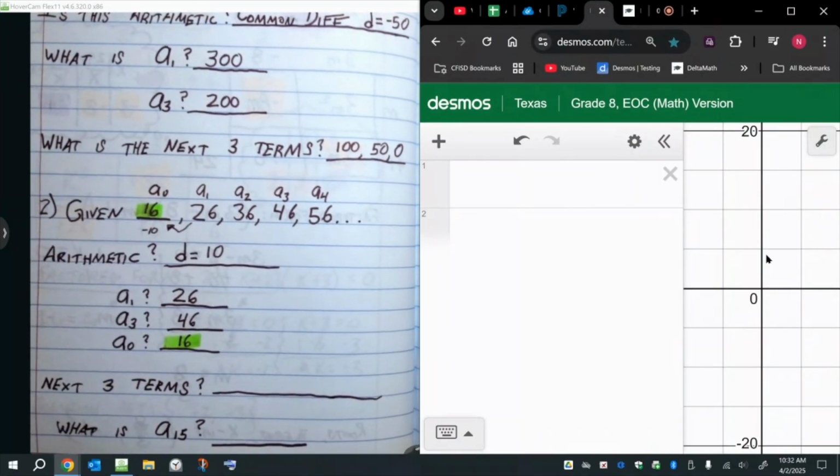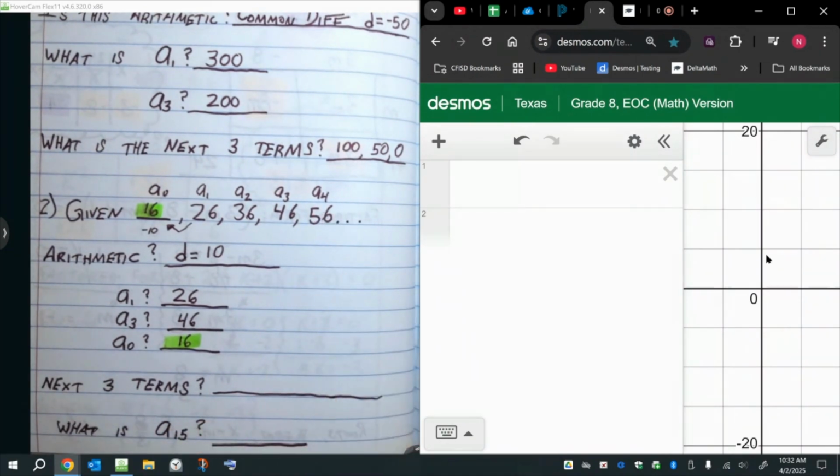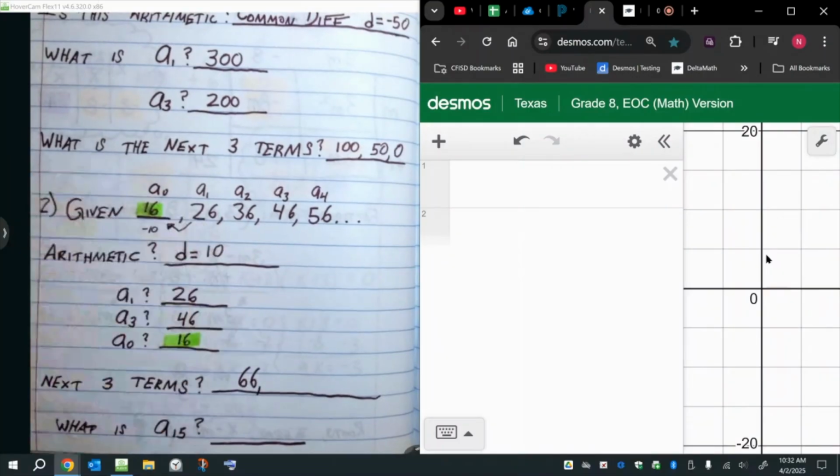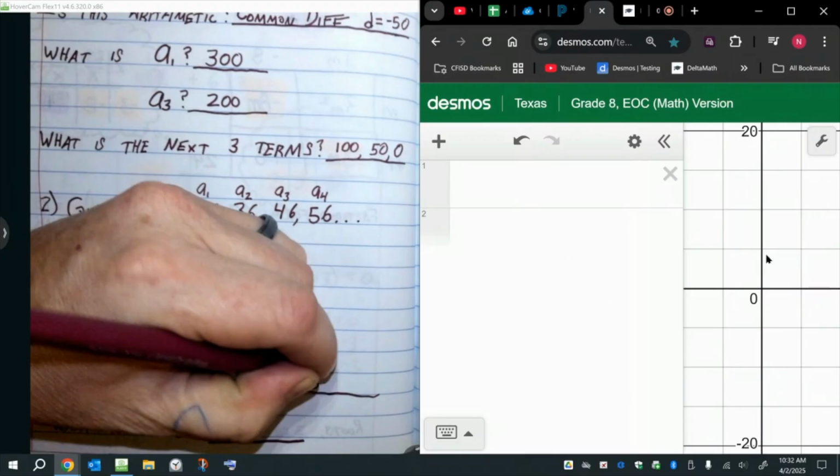All right. Now, what would the next three terms be? Well, after the 56, if I keep adding 10, then I would have 66, and then I would have 76, and then I would have 86.